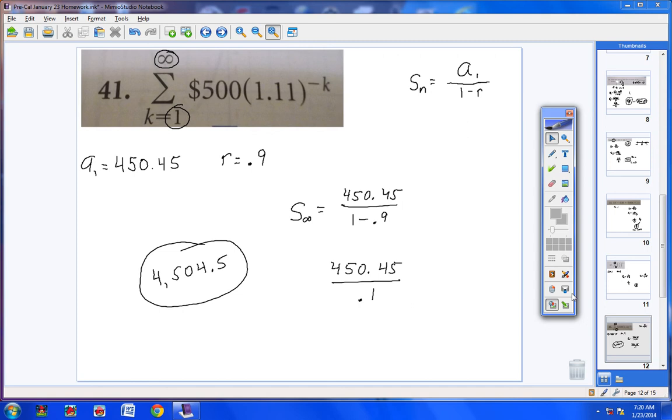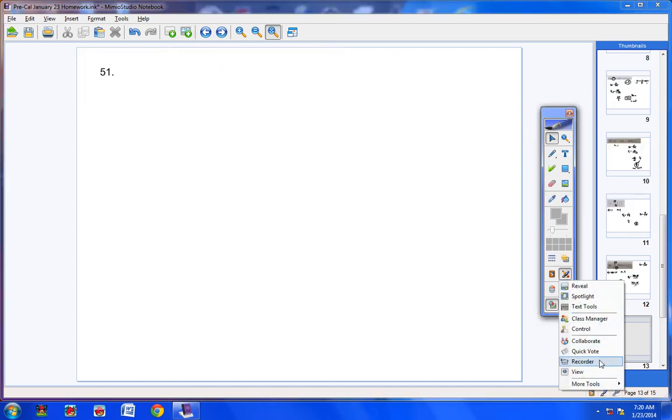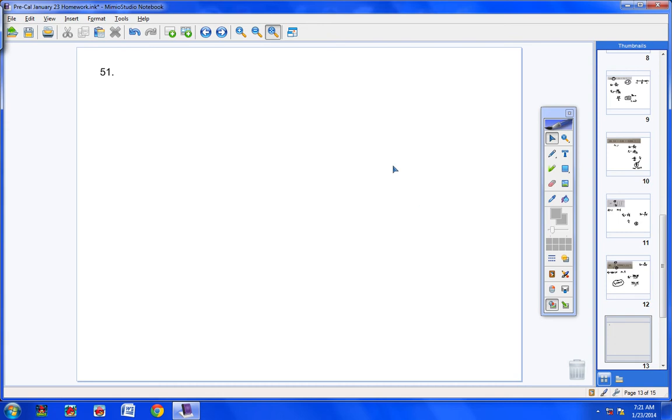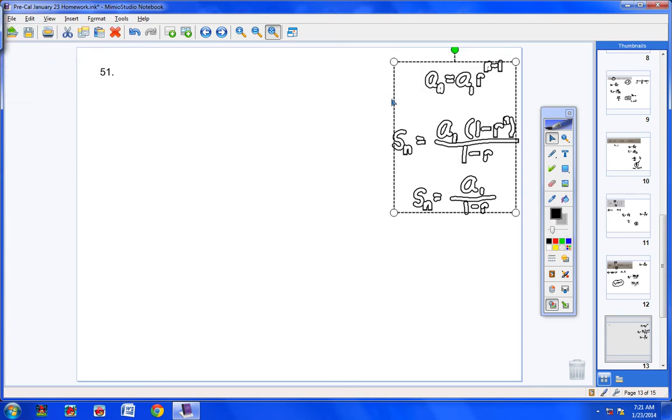Let's take a look at number 51. As you read number 51, it should seem very, very familiar to a problem we did in your notes, and so this hopefully will be a help to you, since you have some familiarity with this problem already. All right, here we go.